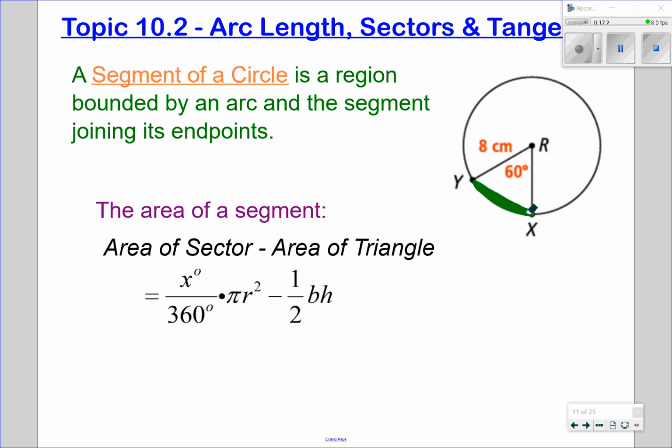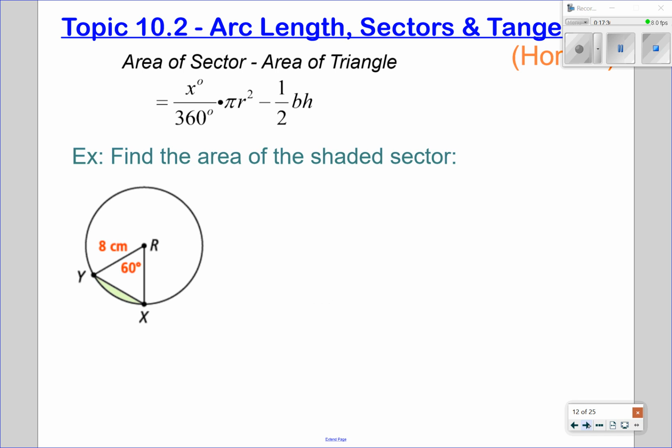So we just went over how to find the area of a sector, which is like the whole piece of pizza. But now we're going to talk about how to find just the crust. So the process here, we're going to do the area of the sector minus the area of the triangle, which would be all the pizza that we eat. So let's go ahead and try this.